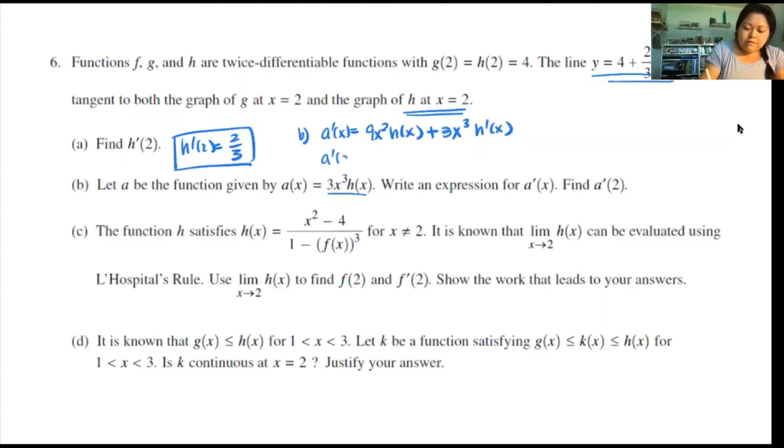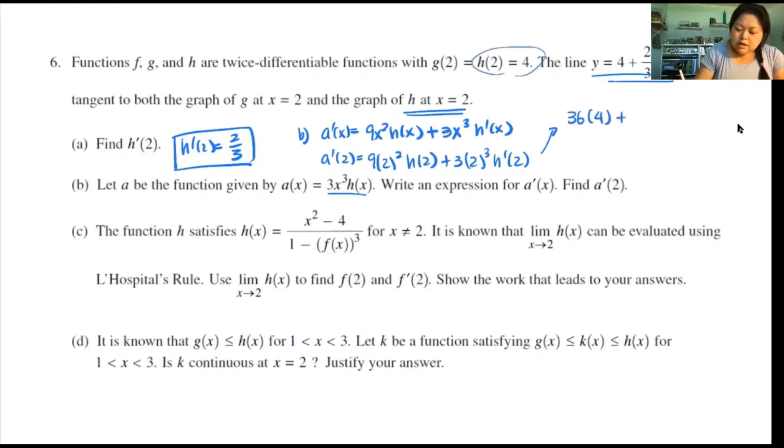Okay, now we're looking for a prime of 2. So plug in 2. So 9 times 2 squared times h of 2, plus 3 times 2 cubed times h prime of 2. All right, so what does that give me? 9 times 4 is 36 times h of 2. Well, it says h of 2 equals 4, plus 3 times 8, which is 24, times h prime of 2, which we got from part A. That's 2/3, right? So multiplying this out, I get 144 plus 16. So I get 160 as my a prime of 2.